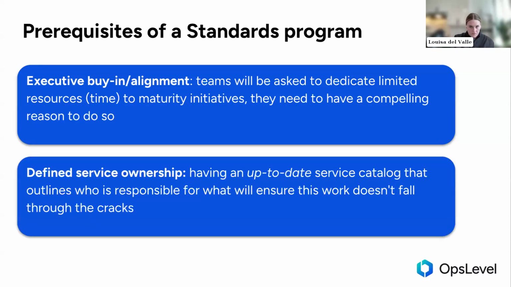Second is defined service ownership. This underpins the success of all of this. And oftentimes this looks like an up-to-date, trustworthy, and accurate service catalog that outlines for me as a service owner really clearly who's responsible for what, to make sure that things are not falling through the cracks when I'm doing this type of work. So Muriel will delve into this a bit deeper around what we exactly mean around defined service ownership and a service catalog. But those are the two prereqs: if we're even going to begin to have this conversation about rolling out a standards or maturity program, these two things are pretty crucial that these are true.